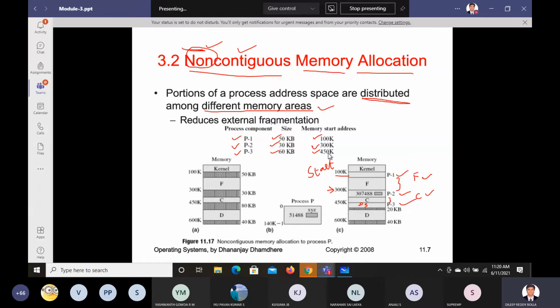Is that clear? What is this contiguous memory? You can see this 50 KB is free. Here 30 KB is free. Here 80 KB is free. Here 40 KB is free. But the remaining memory is occupied by the kernel. Whatever is in gray color is occupied, so this also is not free. But this one is free. Free means it is available. Okay, you are understanding it?